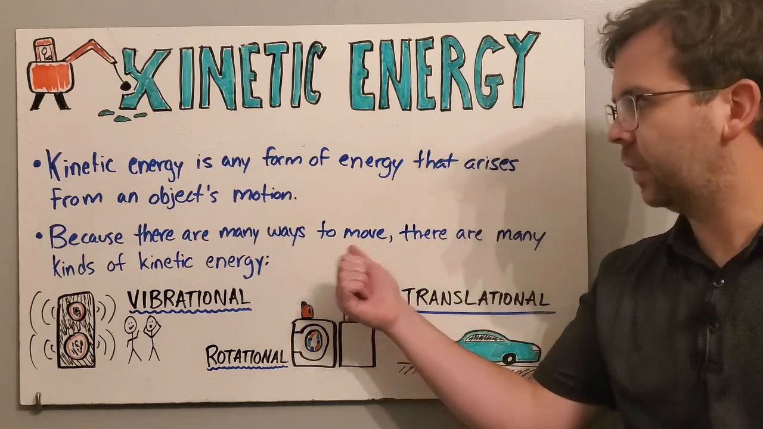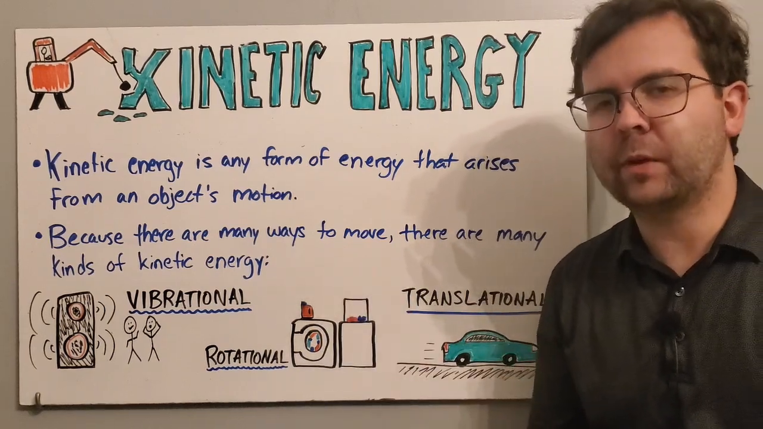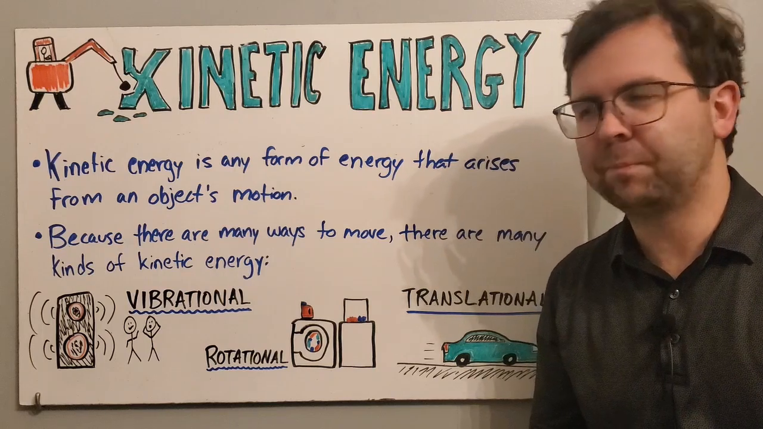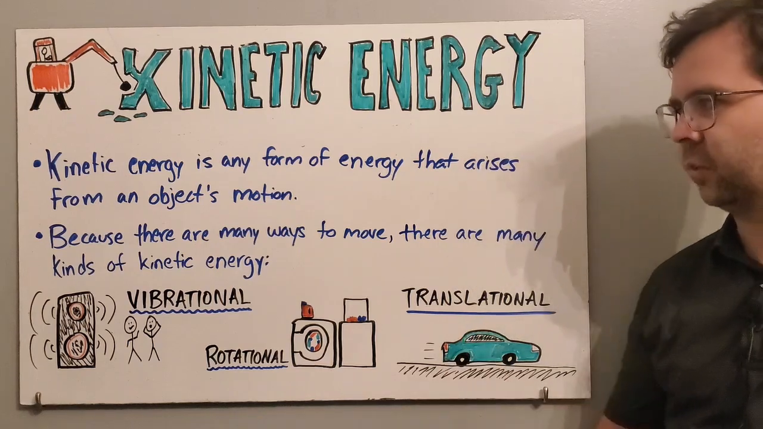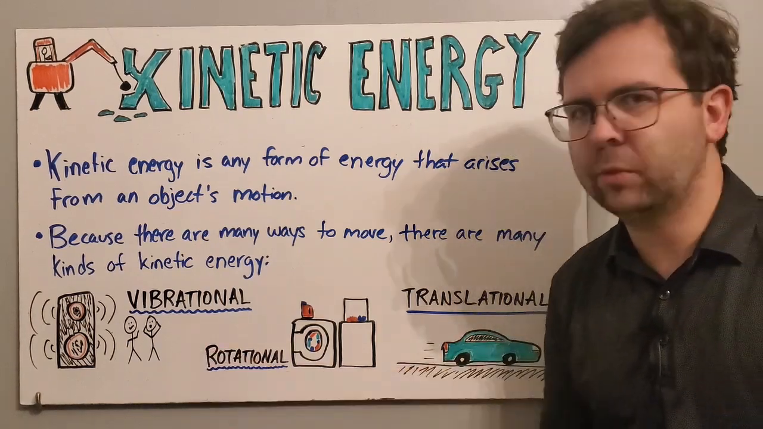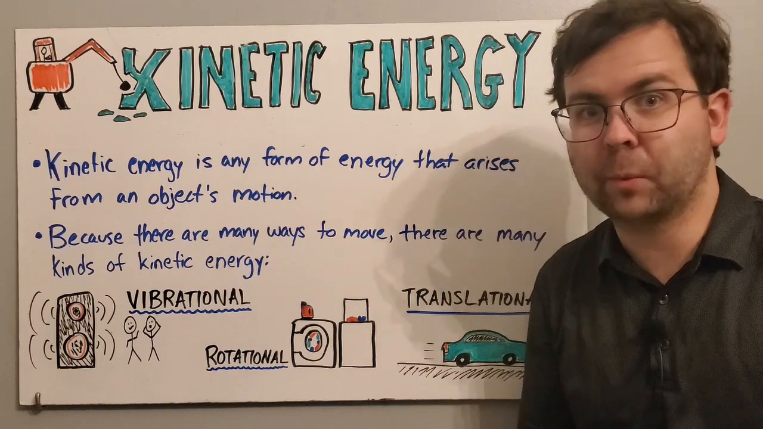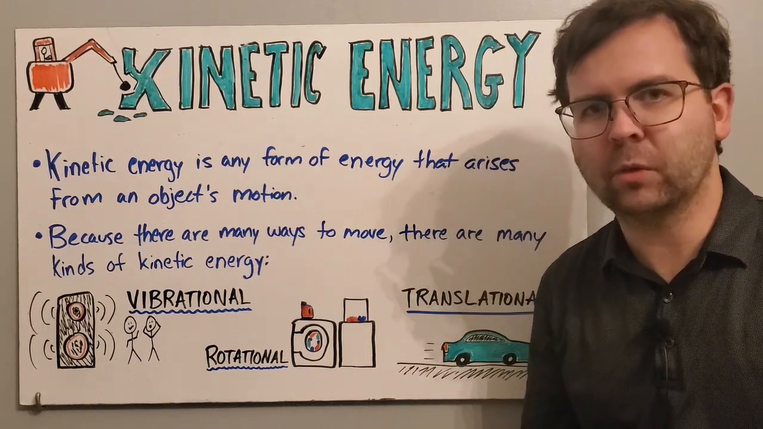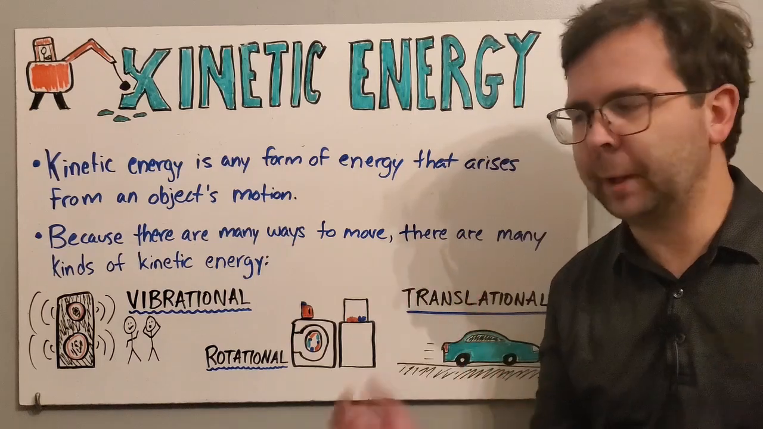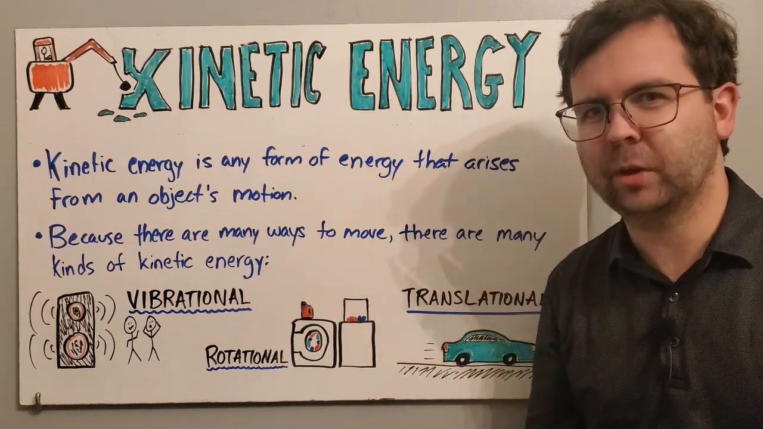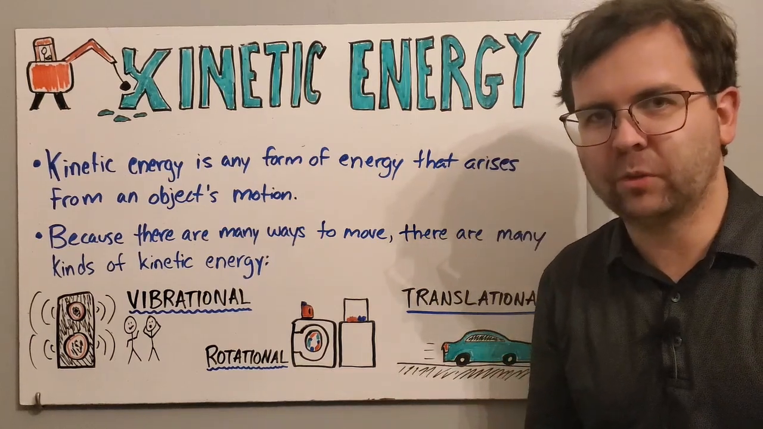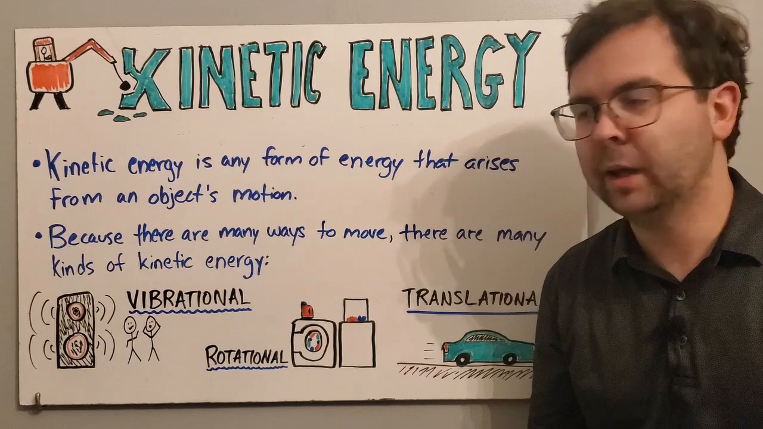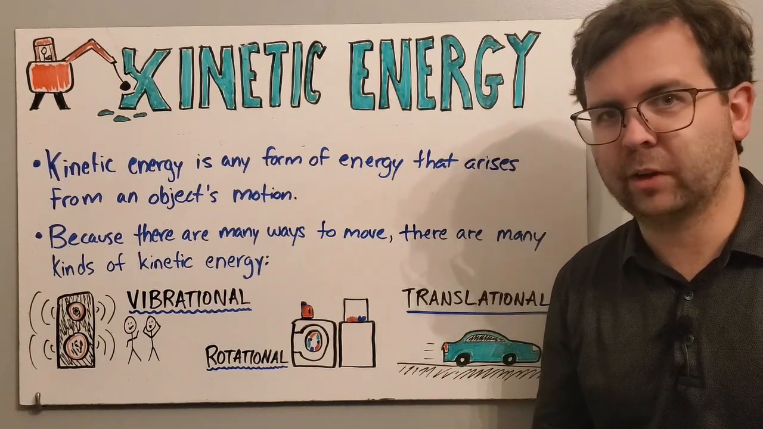There are many ways that you can move, and so because of that, there are different kinds of kinetic energy. Three common categories are vibrational, rotational, and translational. Vibrational would be things like sound waves or just vibrations, earthquakes. Those are things that are moving and vibrating, and that gives them kinetic energy because of that. Rotational kinetic energy is what it sounds like. Things that rotate or spin have rotational kinetic energy.